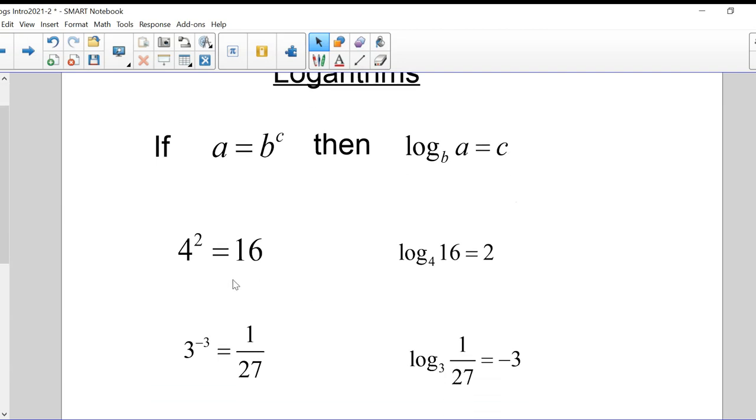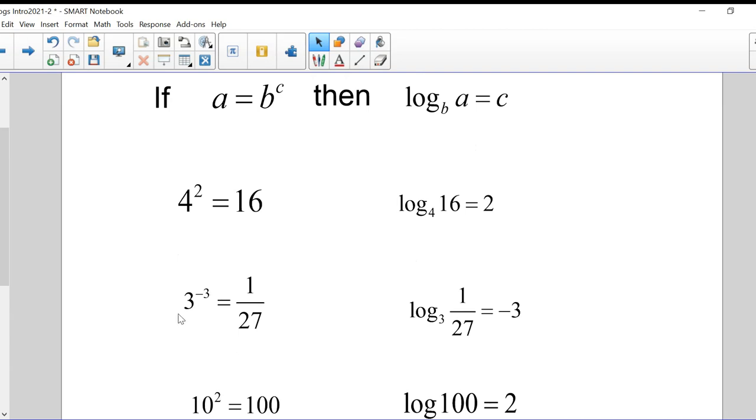Okay? So in this case, if 4 squared is equal to 16, again 4 is the base, so we're going to take a base 4 log. The base 4 log of 16 is equal to 2. Why 2? Because 2 is the exponent. And 4 was the base, that's why it's the base 4 log we're talking about.